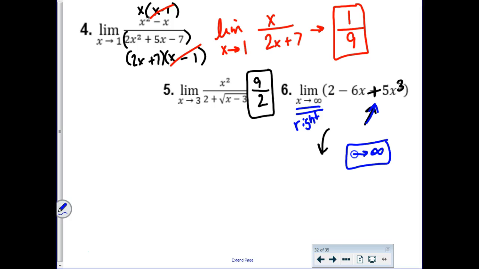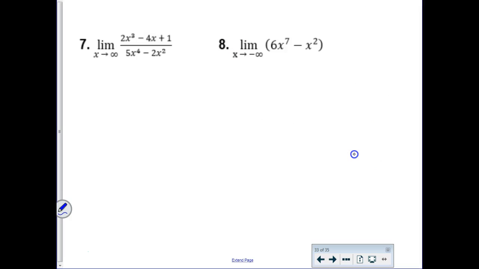Nine's boring. Oh wait, I skipped a couple. Oh, 7. Top heavy, bottom heavy, or equal weight? Because we have a rational function this time. Very good. Bottom heavy. And what is the end behavior, the horizontal asymptote on a bottom heavy rational? 0. So if I go either right or left side, doesn't matter. It is approaching 0.